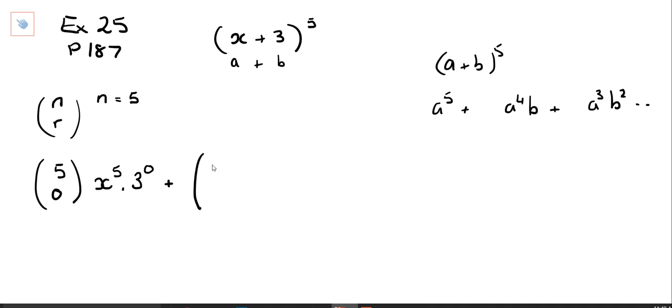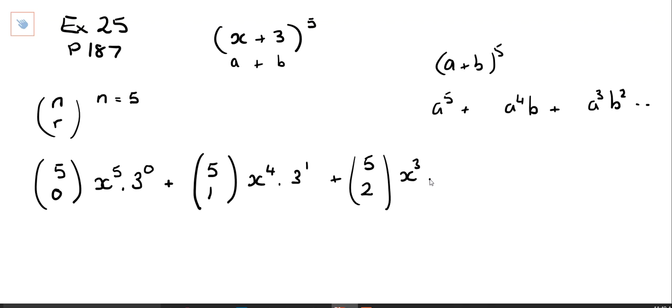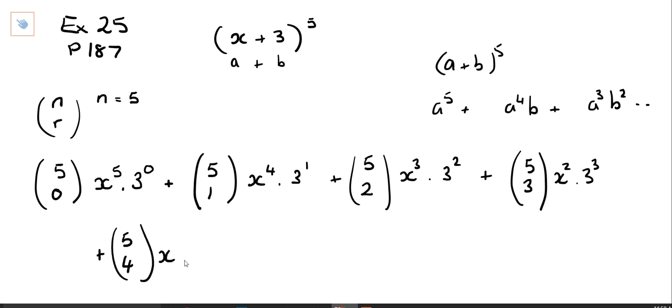Plus, well, what's the next term? 5C1, but it's x to the power of 4 times 3 to the power of 1, plus 5C2, you tell me, x to the power of 3 times 3 squared, plus 5C3 x squared 3 cubed, carry on down here, plus 5C4 x 3 to the power of 4, plus 5C5 3 to the power of 5. Okay.